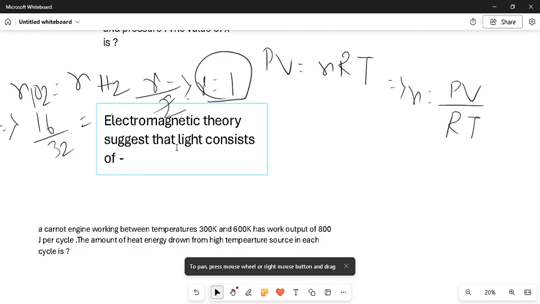Electromagnetic theory suggests that light consists of, there are 4 options, but the answer will be electric. We always know from class 10 that electromagnetic theory says that for an electromagnetic wave, the electric field and magnetic field are always perpendicular to each other.